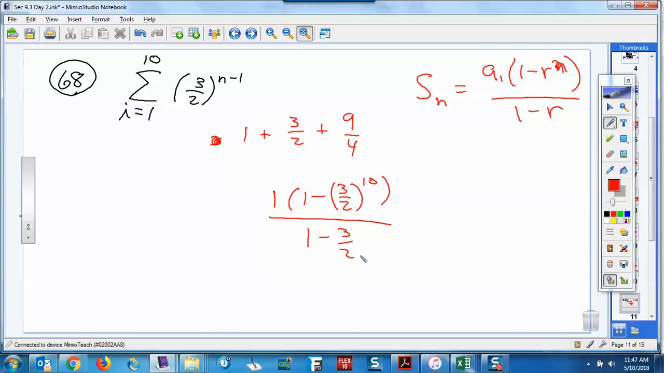And understand that R is when you've got 3 halves raised to the n minus 1. Remember, an exponential, that's what a geometric sequence nth term formula is going to look like. So you're multiplying by 3 halves every time. So R is 3 halves. That number that's inside there raised to the power, that is R. What's that come out to be?